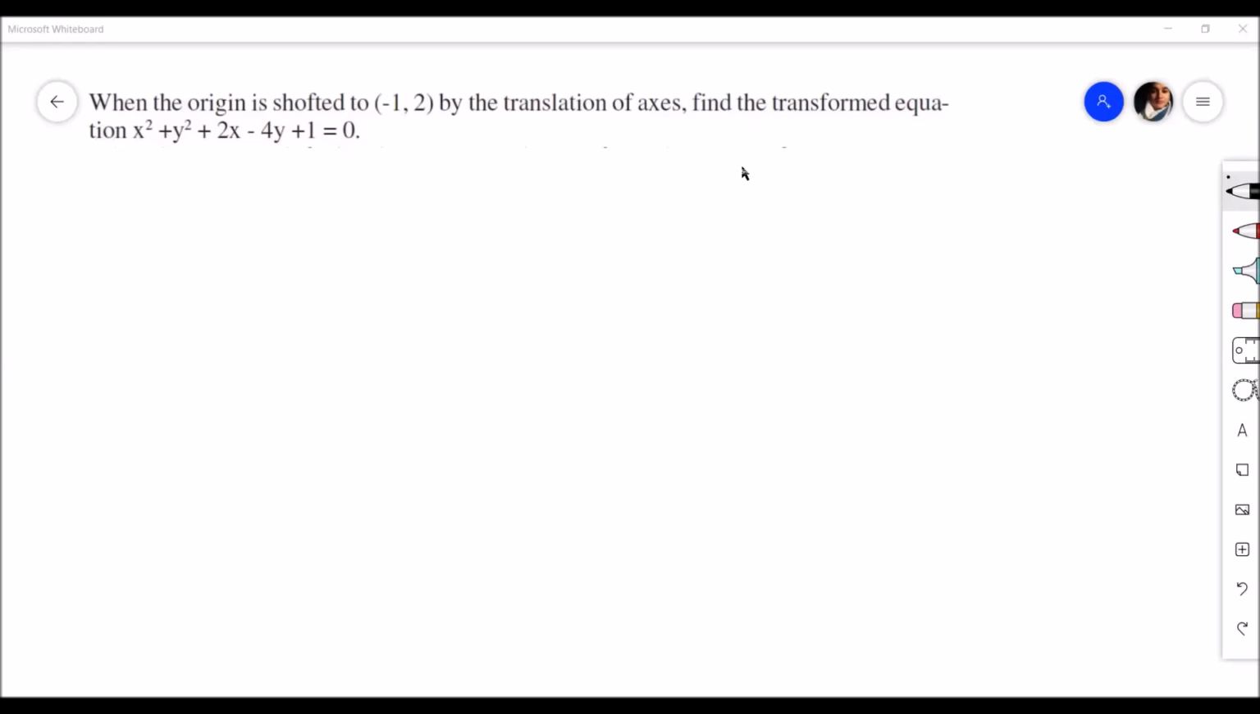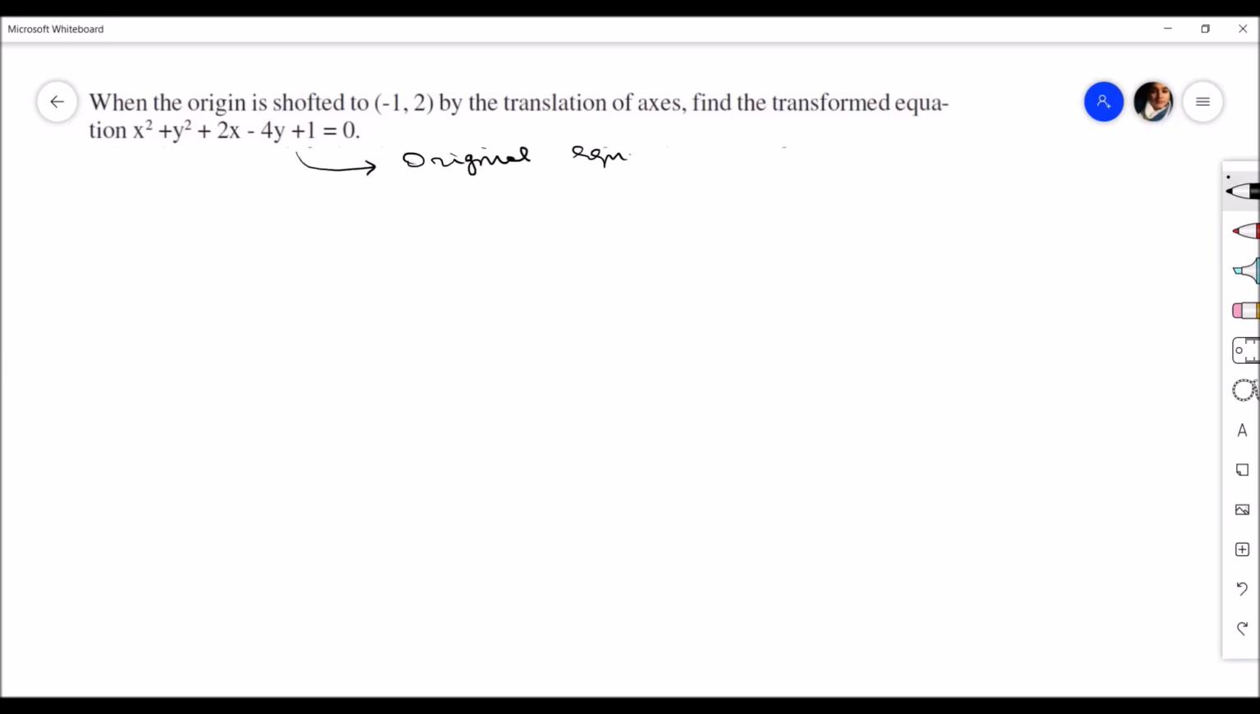Right. So let's start. So first question. When the origin is shifted to (-1, 2) by the translation of axis, find the transformed equation of so and so, right? So you need to understand that this is the original equation. The challenge lies in identifying what is the original equation and what is a transformed equation. How do you identify that? By looking at the question.